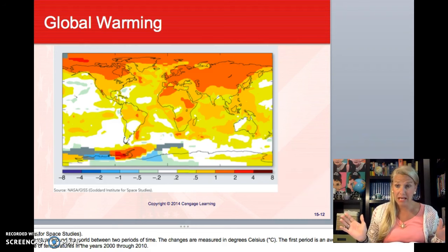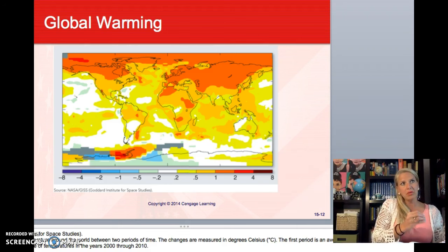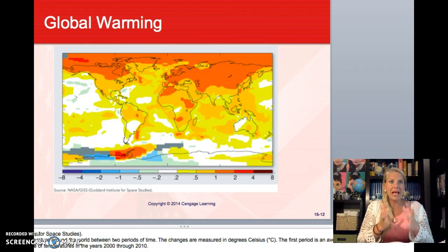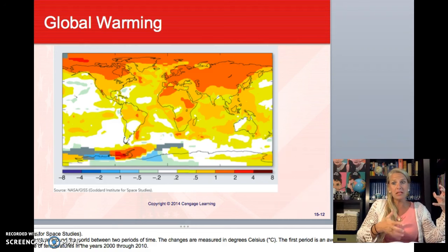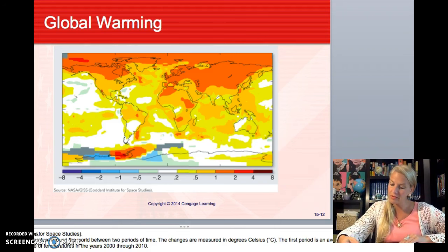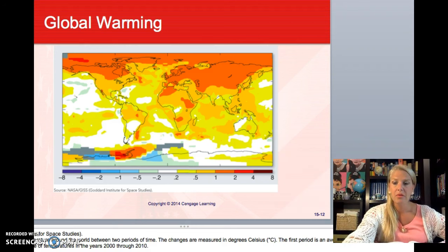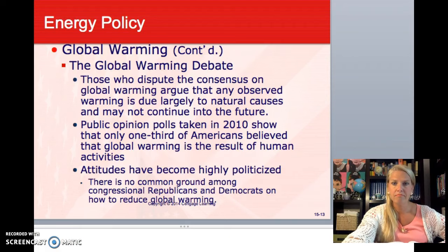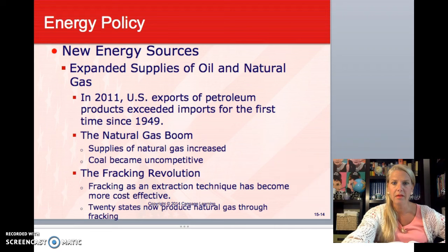It's very politicized, highly politicized, as it says on page 343. And I think now it's moving from being a hoax to something of a reality, but did humans cause it, or was it caused naturally? So I think that's kind of where the bickering is leading. New energy sources. Expanded supplies of oil and natural gas. Okay, you already talked about that.